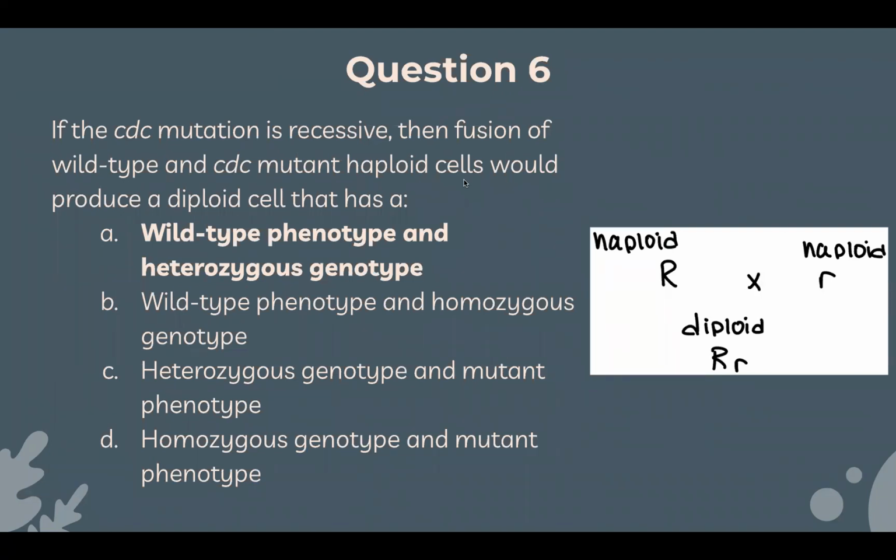So the question stem is telling you that the CDC mutation is recessive. So the wild type phenotype will dominate. So based on this, we can eliminate C and D. And because we are fusing 2 different genotypes, the mutant and the wild type, the genotype will be heterozygous. Right. Does anyone have any questions about the last 2 passages?